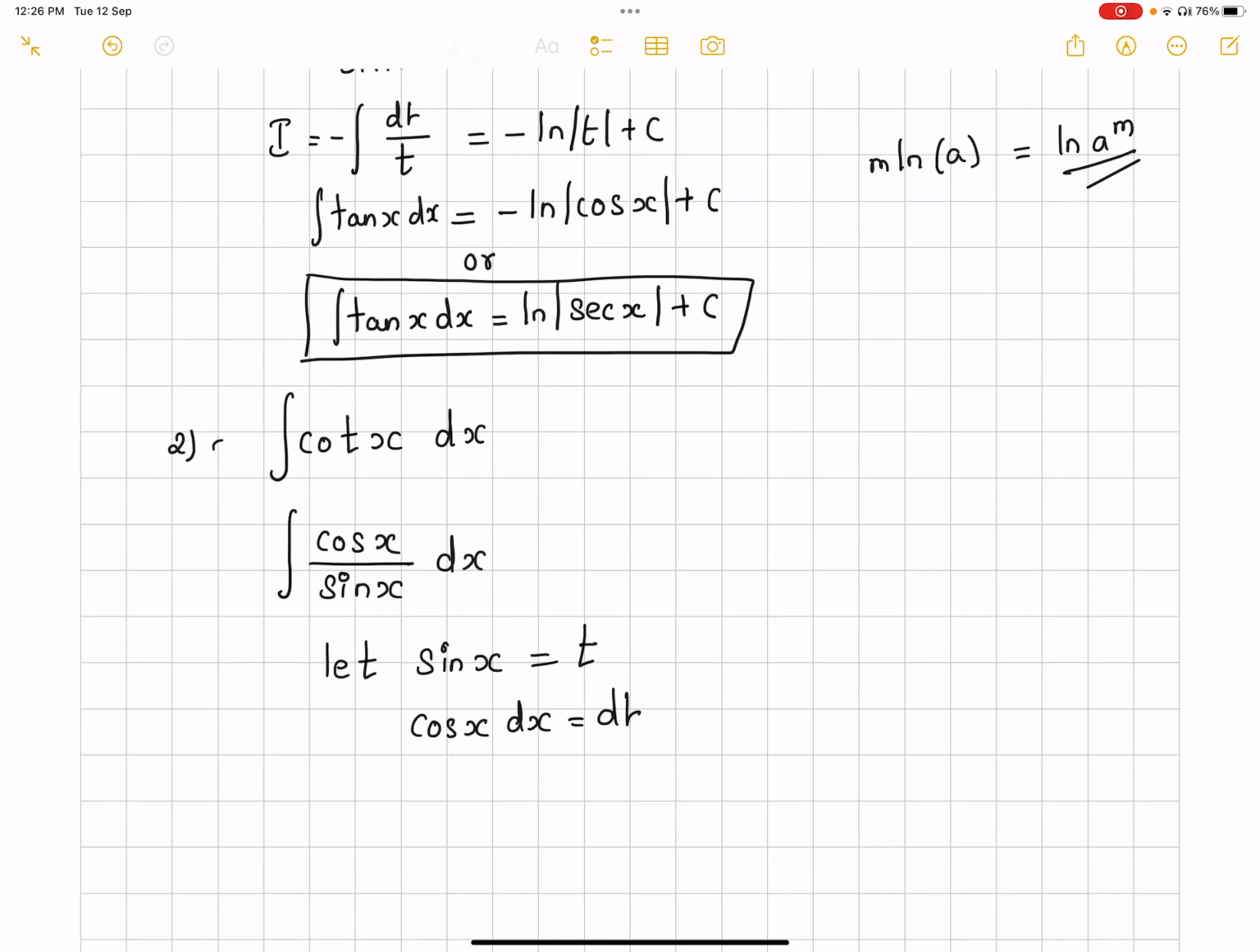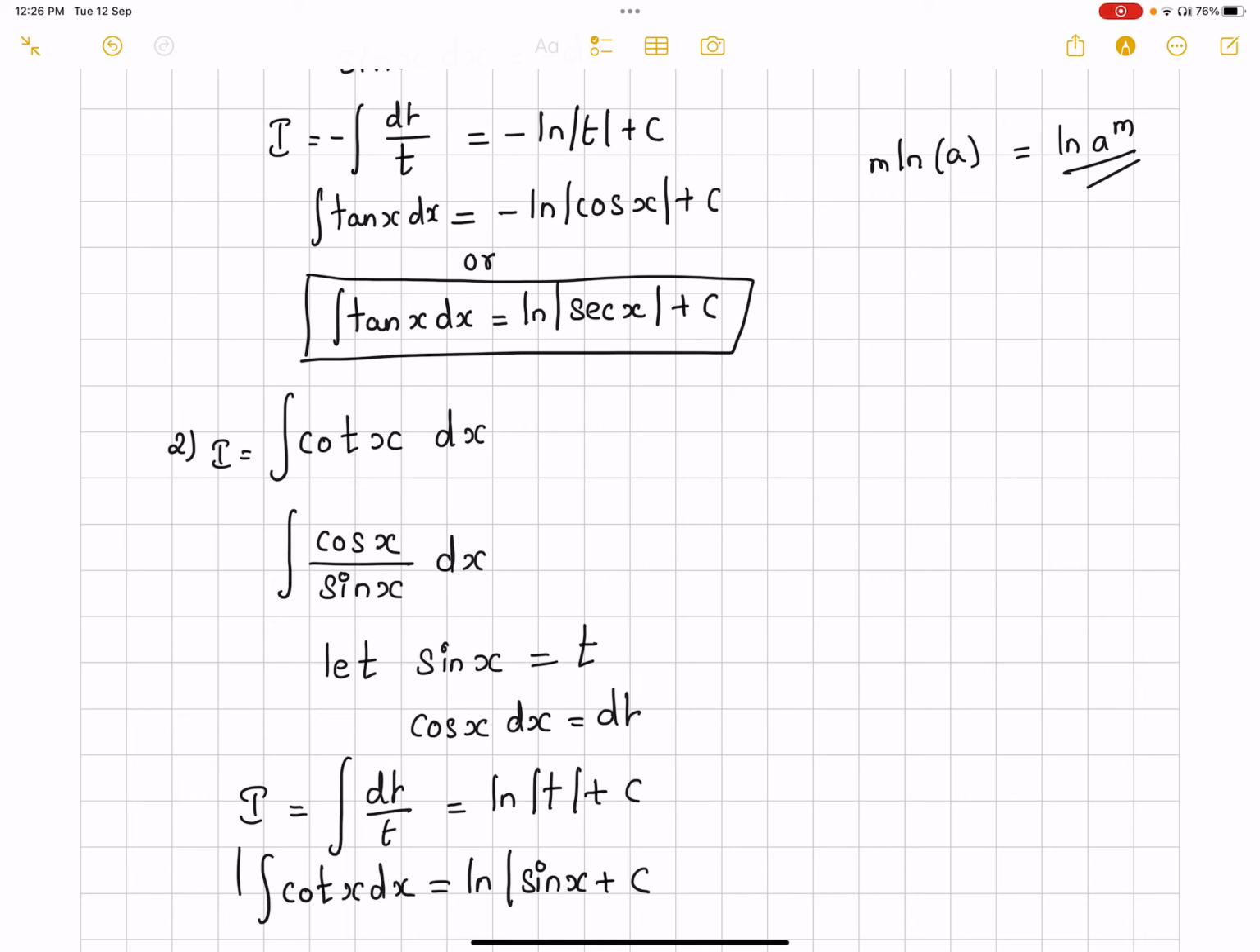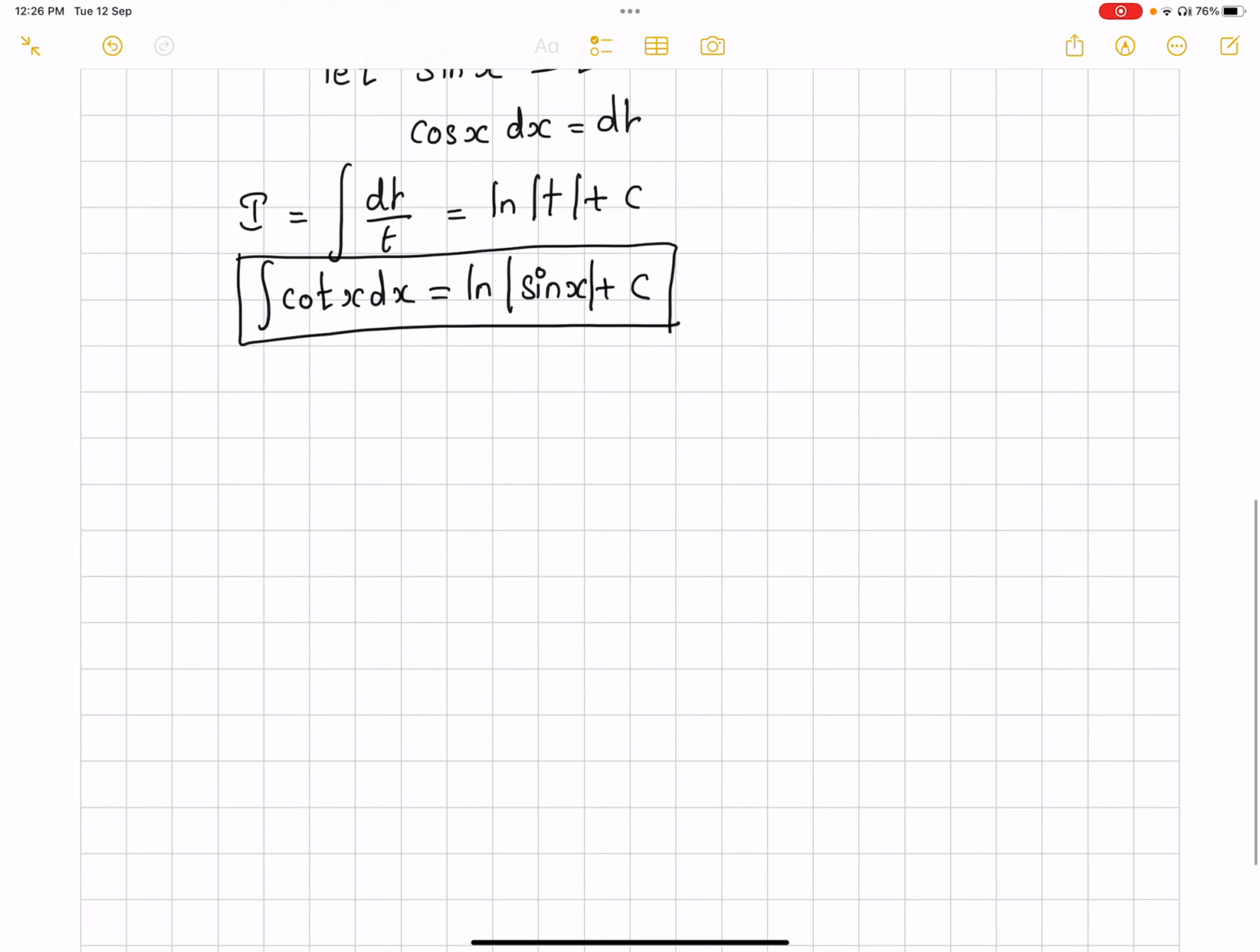Now when I do the changes here, I is equal to integral dt by t, which is equal to ln of mod t plus c. And what is my t actually? It is sin x. So our formula for integral cot x dx is ln of mod sin x plus c. So I think these two formulas you have learned now. We'll go with the third one.